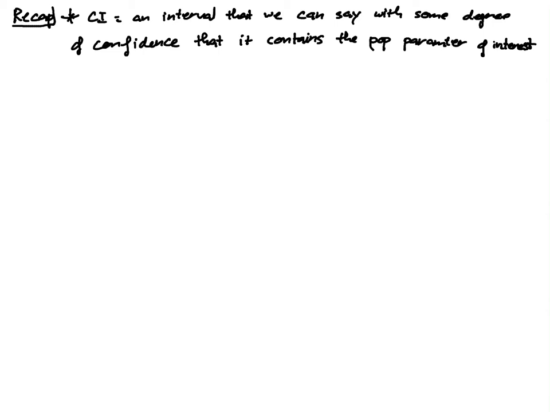So let's talk about the confidence intervals for the population mean first. When we talk about confidence intervals for the population mean, we run into two cases. The first case is when we know the population standard deviation, sigma x, and the second case is when we don't know the population standard deviation.